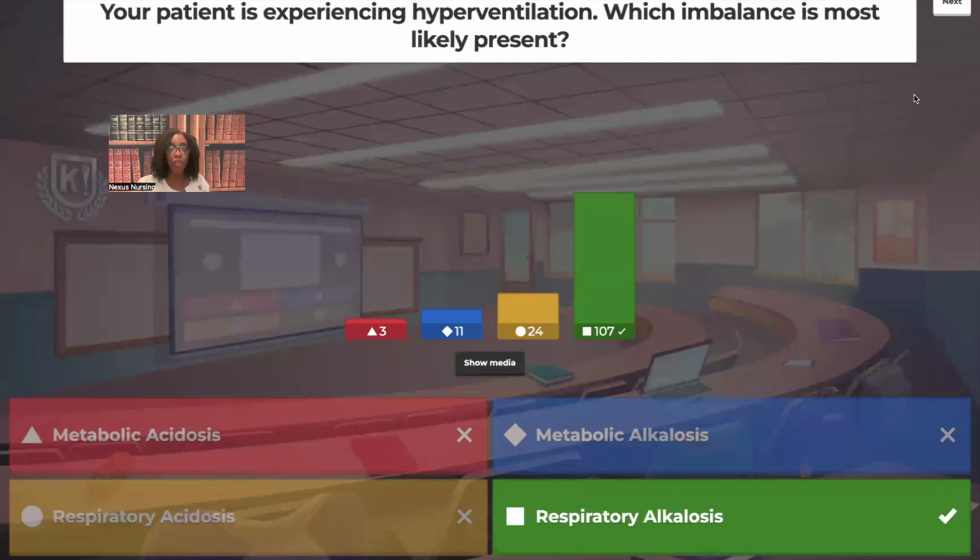Very good. Respiratory alkalosis. You're blowing off all that CO2. Carbon dioxide, also known as what? Carbon diacid, because it's so acidic. So you're getting rid of all your acid and it throws you in an alkalotic state. And we're talking about something that has to do with breathing, so we know it's respiratory. Respiratory alkalosis.